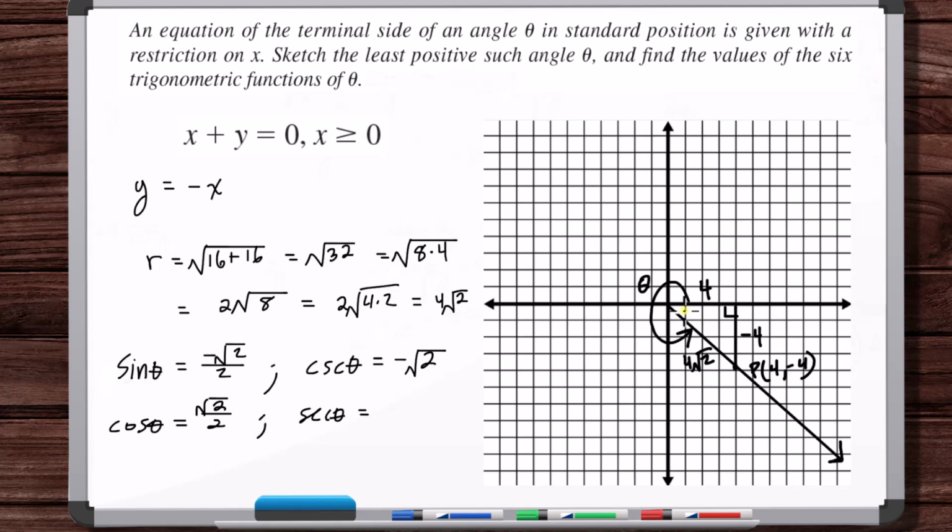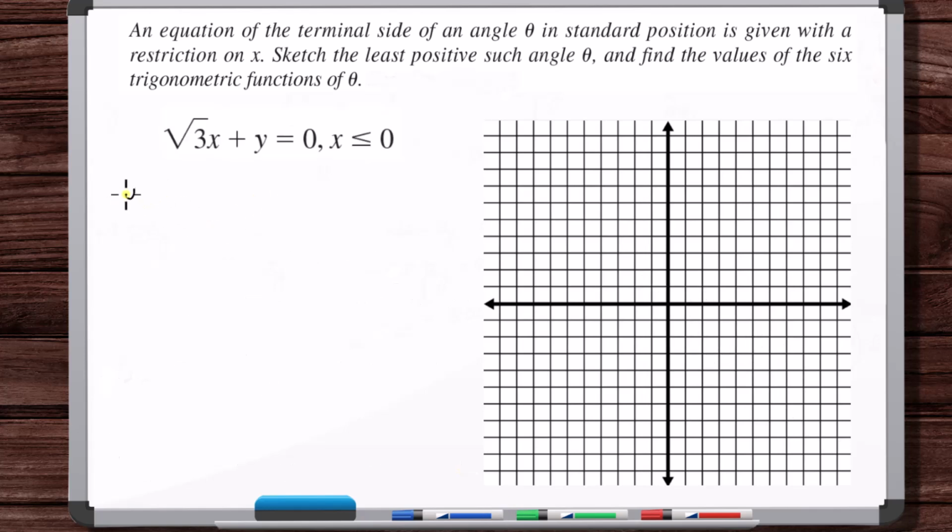Secant theta, hypotenuse over adjacent, so positive root 2. Tangent theta is opposite over adjacent, so minus 1. Cotangent theta is adjacent over opposite, so minus 1.